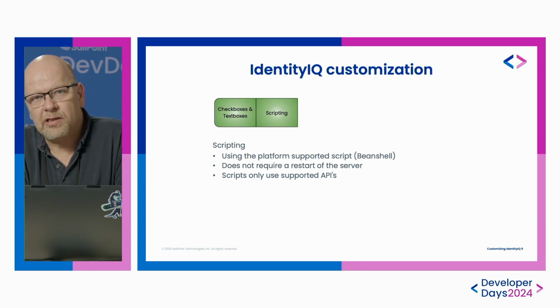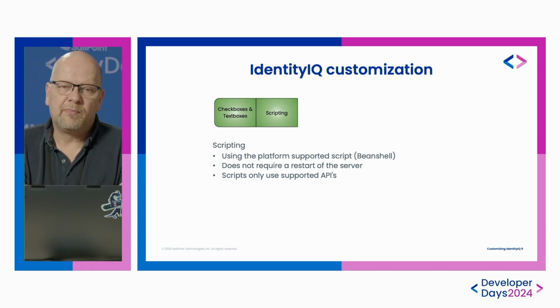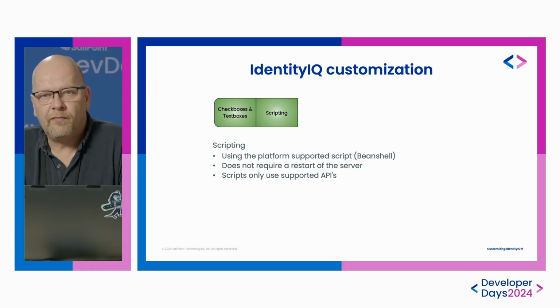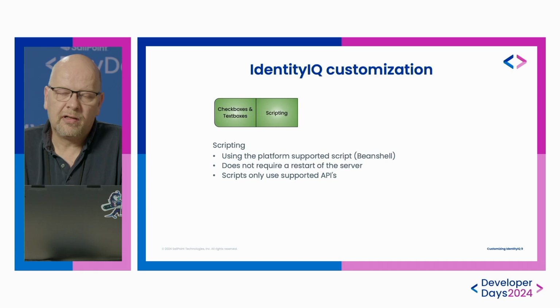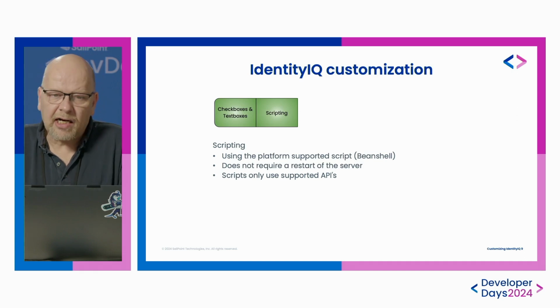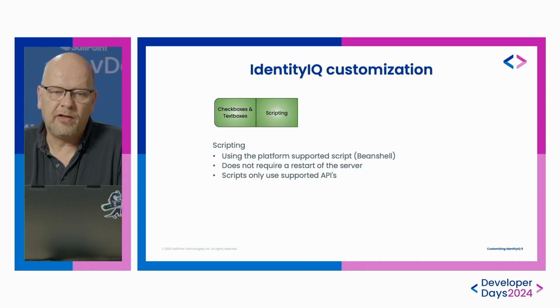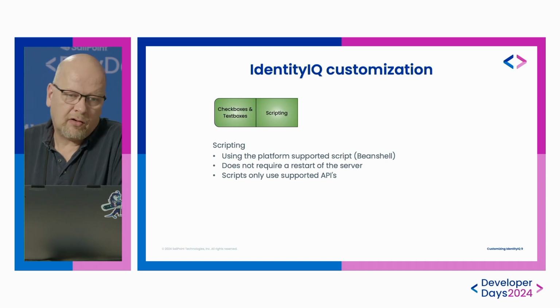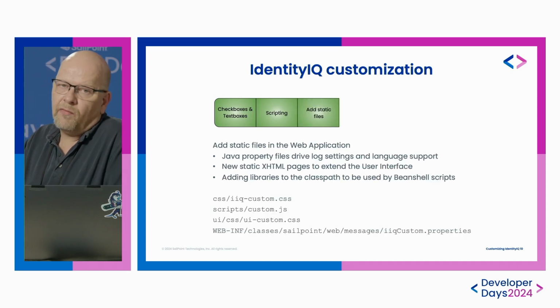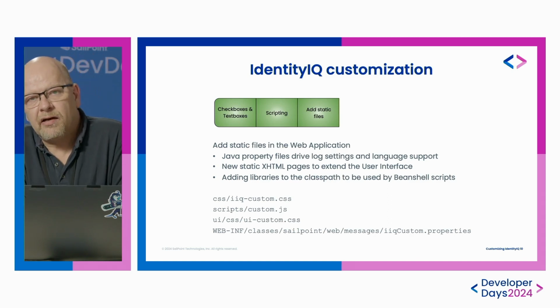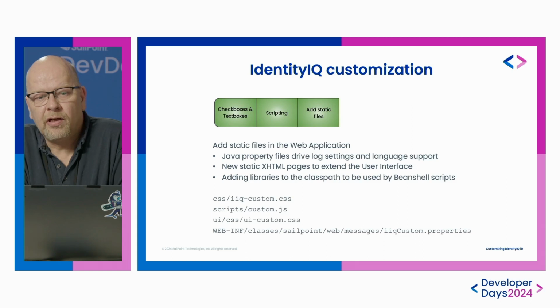Everything is written in Bean Shell, like the provisioning policies. How do you define a new username for an Active Directory account? You need to configure that, write that down in Bean Shell code. That's good as well. What you also can do is add a couple of custom static files within IdentityIQ.